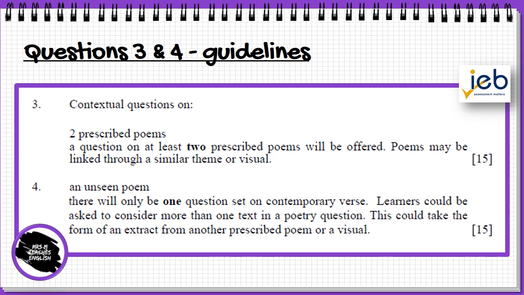The IEB SAGS document tells us that you must be examined on 2 prescribed poems, which may have a picture or other visual stimulus as part of the question. You'll also be asked to answer questions on a contemporary unseen poem. Good news, I think, to know that you're not going to get an Elizabethan or Renaissance poem in the unseen category.